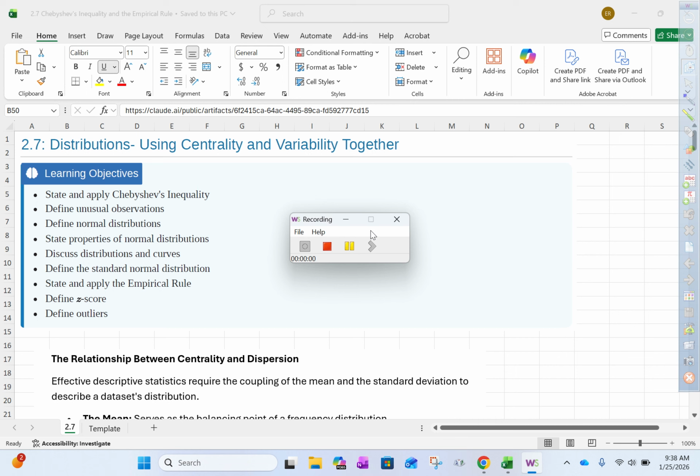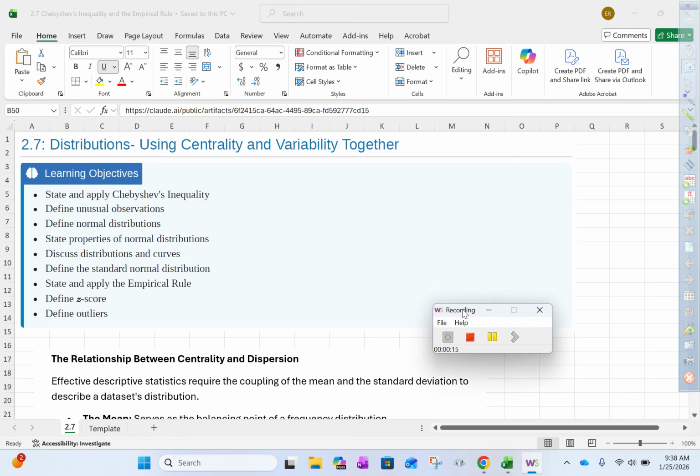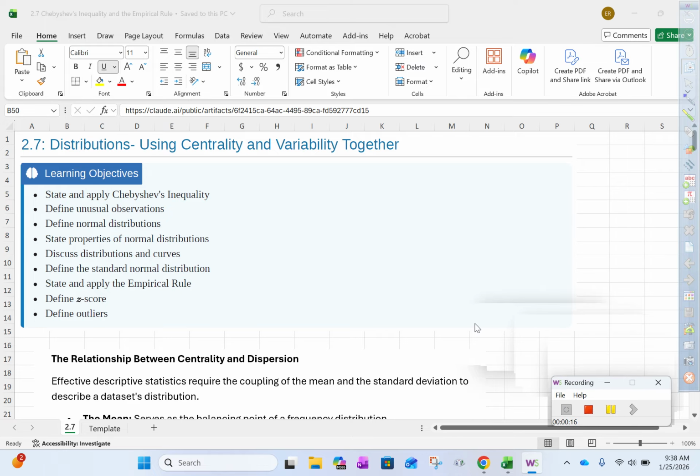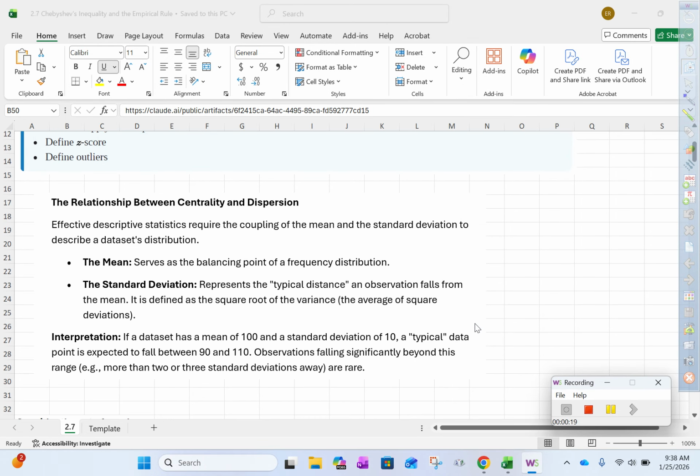All right, we're going to cover 2.7, which covers how those measures of center and the measures of spread that we talked about last class work together to analyze data that we're working with. So, to start out here, we're going to just go over the two big ones that are going to be really important as we move forward through the rest of the semester here.